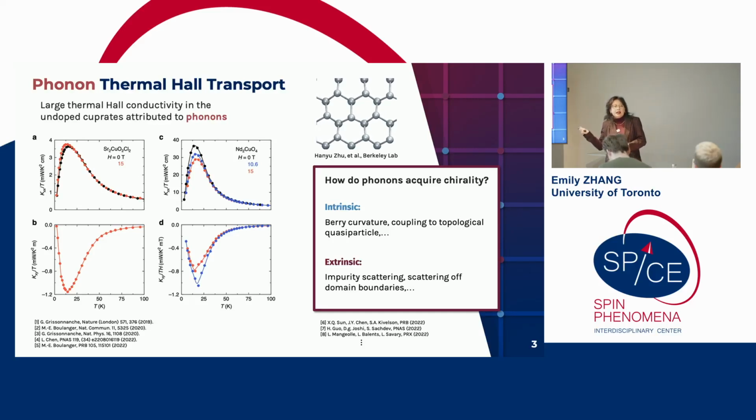But on the theory side, other than the talk that Stephen just mentioned for alpha ruthenium trichloride, the mechanisms applied to the cuprates cannot reproduce the magnitude of the values seen in experiment. That motivates us to explore other mechanisms: what else can generate thermal Hall in these square lattice cuprate compounds?